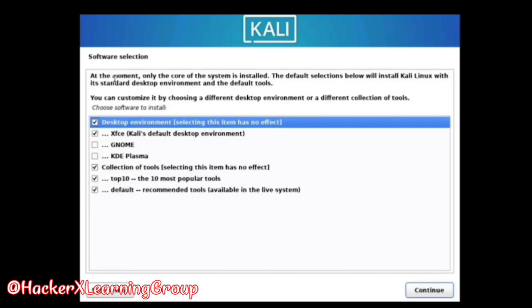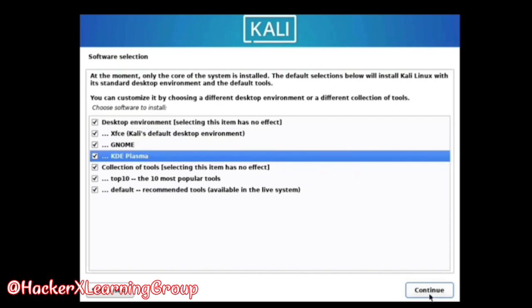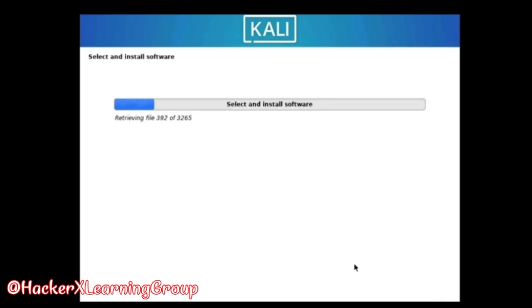Now next it will ask you the software selection, that what all software you want to be included. So by default, few of the software will be automatically selected. If you also want to add the GNOME and the KDE Plasma, then you can select it. Then you will have to click on continue and it will start installing the software that you have selected. So again, wait for some time.